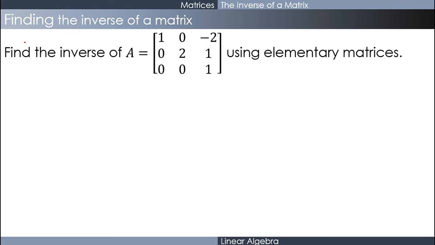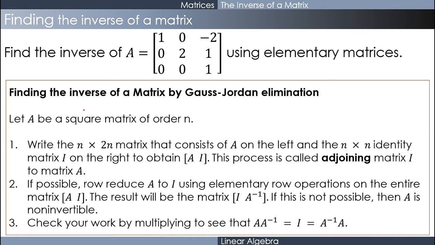In this video, we will be solving a problem involving the inverse of a matrix. The problem: find the inverse of matrix A with entries 1, 0, -2, 0, 2, 1, and 0, 0, 1 using elementary matrices. To get the inverse of our matrix A, we will follow the steps.